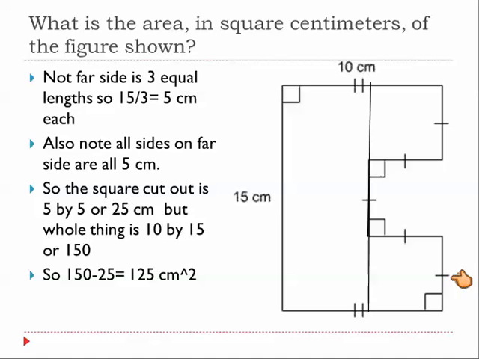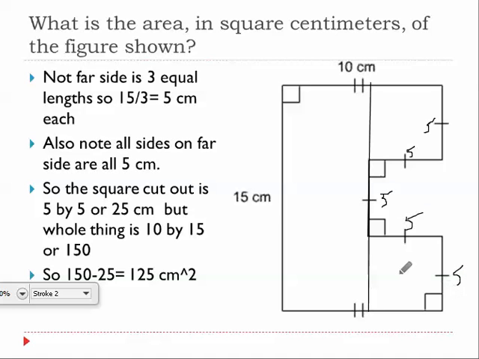Well, if this one and this one and this one all add up to 15, that means each one of them must be 5. Why must they be 5? Well, because they're all equal, and I divided 3 into 15 and got 5. So that means each one of those sides is 5, right?